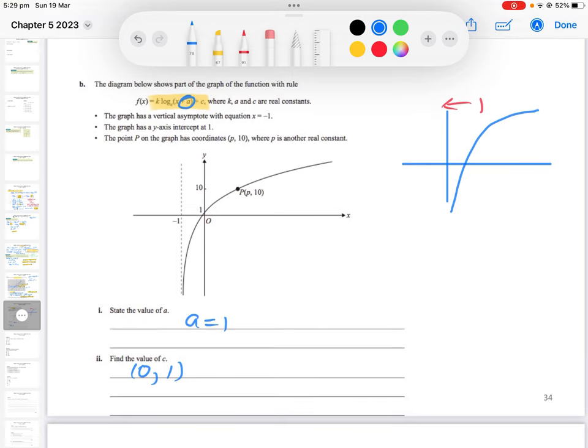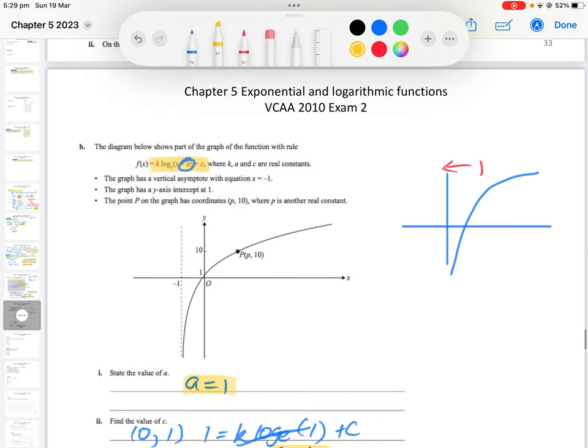So K log of 1 plus C, that's what y is equal to. Log of 1 is always 0, so C equals 1. Or you can just think it's been moved 1 across and 1 up, but there's a bit more work for that second one, I reckon. And that's all we could do with that question.